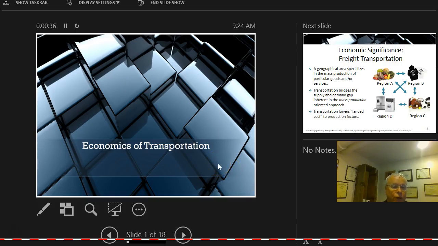Okay, in our second lecture here, we're going to talk about transportation economics. We talked about world economics in the first lecture and applied that to what transportation is all about. So we're going to talk about the transportation side of this now. And then in the third lecture, we're going to talk about infrastructure or transportation asset management.